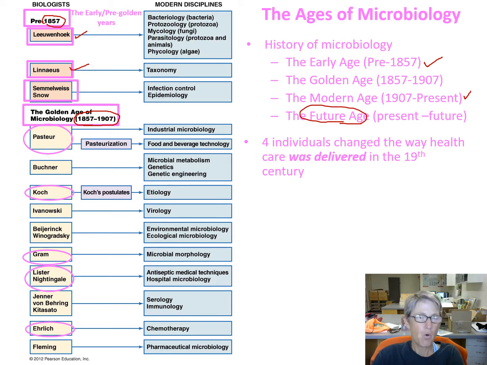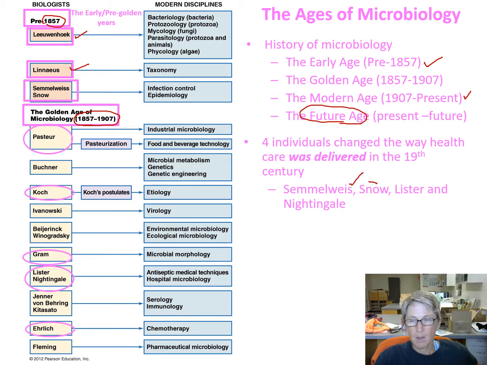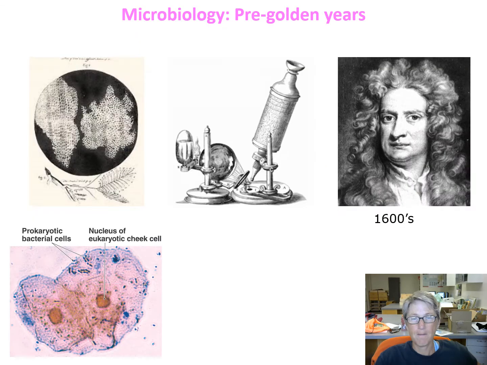But basically, 4 individuals changed the way healthcare was delivered in the 19th century. Since most of you are going into healthcare, you'll probably be interested in those 4 individuals. That would be Ignaz Semmelweis, my hero, Snow, Lister, and your gal, if you're going to be a nurse, Florence Nightingale.